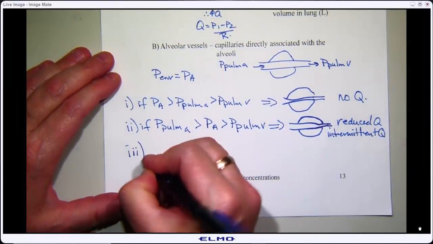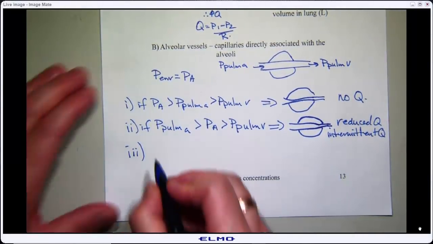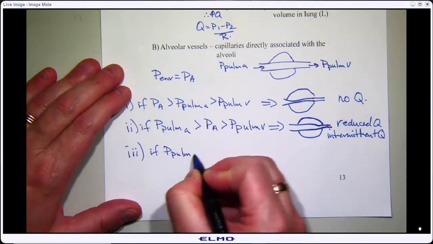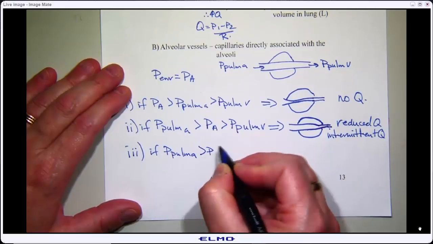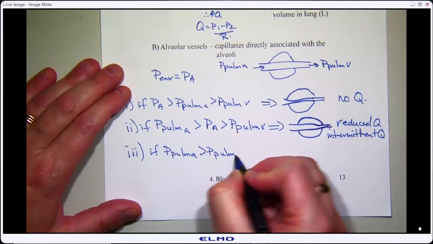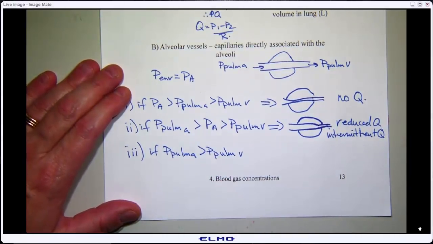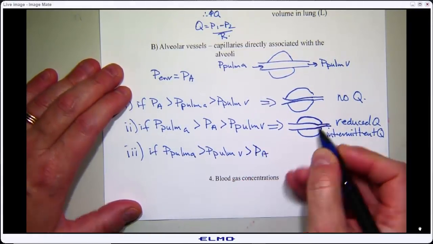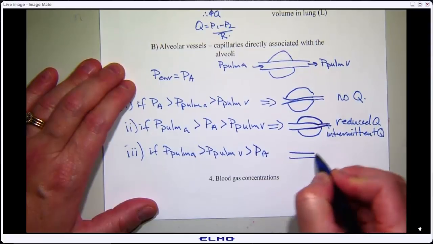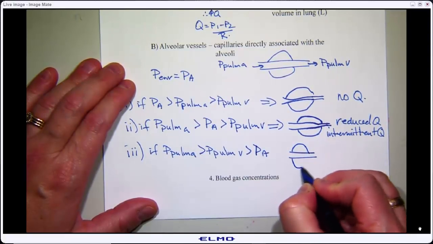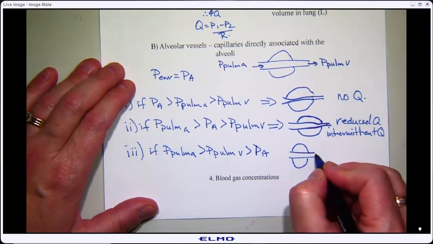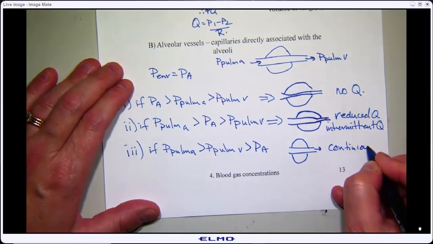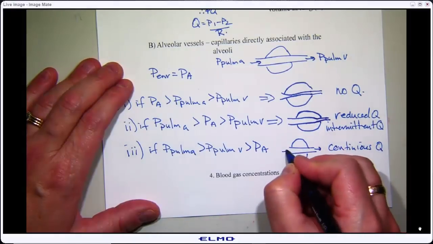On a good day, if pressure in the pulmonary artery is greater than pressure in the pulmonary vein, okay, that's what we need for flow, and both of those are greater than pressure in the alveolus, then we have a scenario where the blood vessel is open and we get good flow. So we're going to get continuous flow.